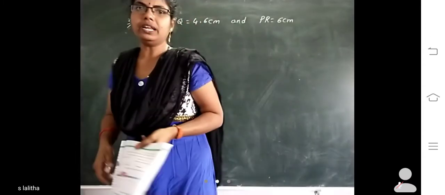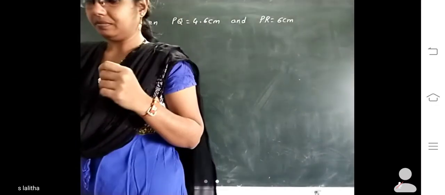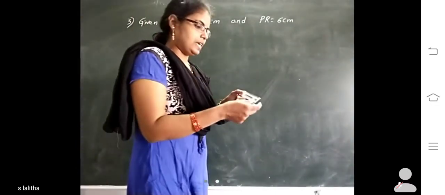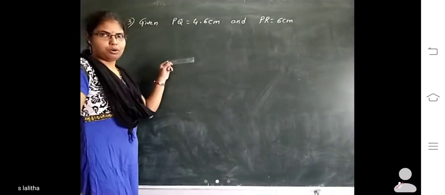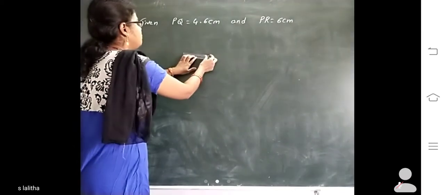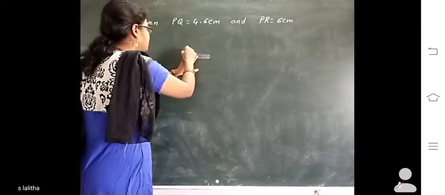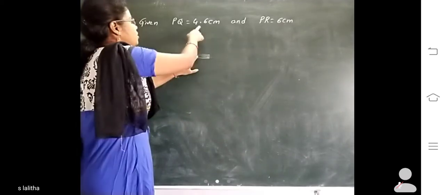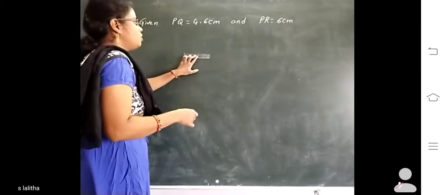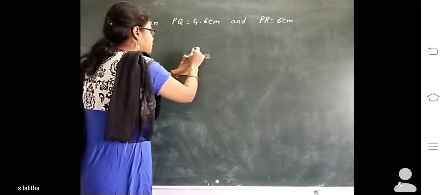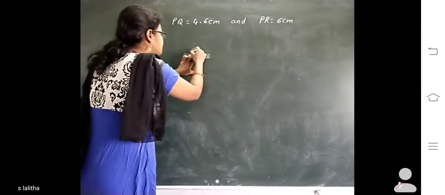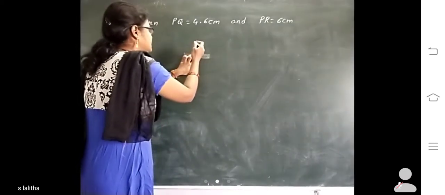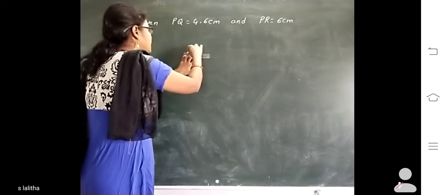Okay, so all of you take your scale and pencil. First, keep the scale on your book. From 0 onwards, you have to put the point. And next, 4.6. PQ is equal to what? 4.6. After 4, one long line is there, that is 4.5. After that, a small line is there, that is 4.6. Put the dot there and draw the line.